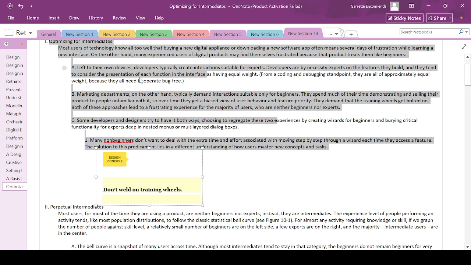So left to their own devices, developers typically create interactions suitable for experts. Developers are by necessity experts on the features they build, and they tend to consider the presentation of each function in the interface as having equal weight from a coding and debugging standpoint. They are all of approximately equal weight because they all need to operate bug-free.